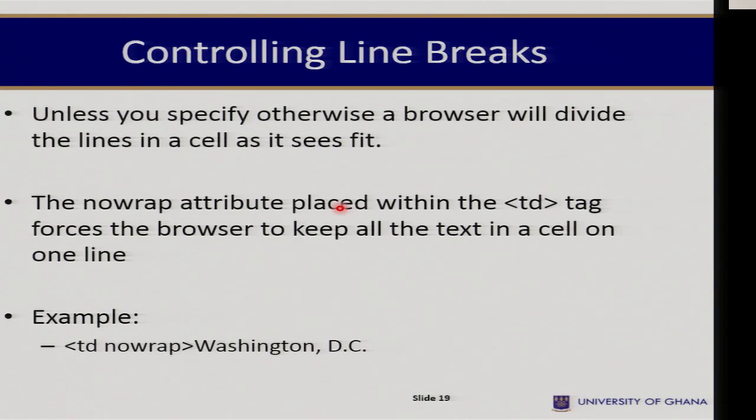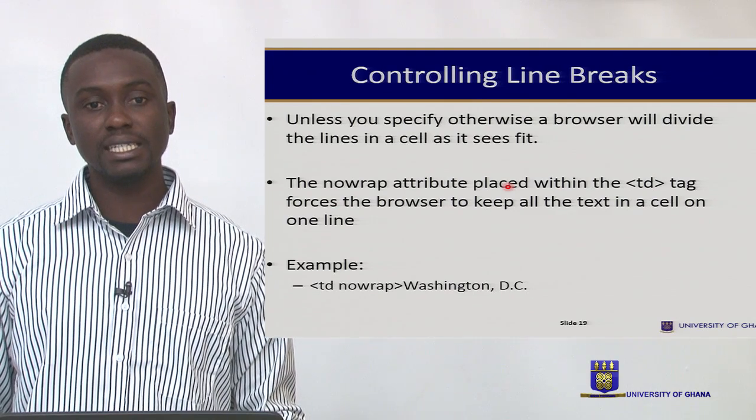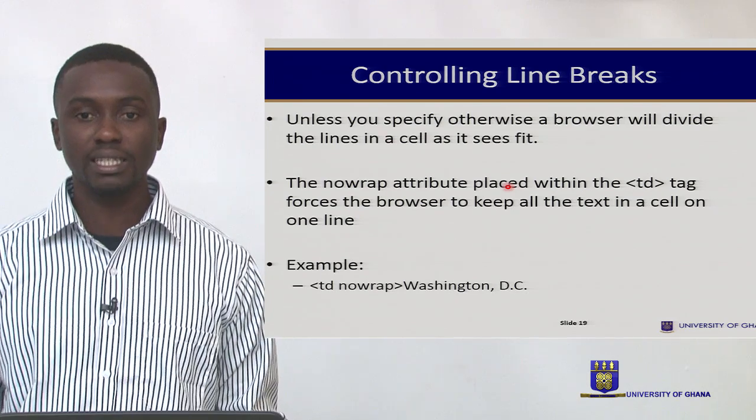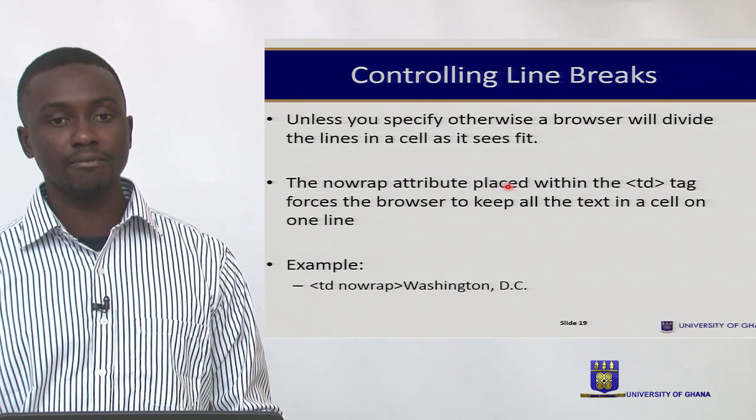Now, controlling line breaks. Unless you specify otherwise, a browser will divide the lines in a cell as it sees fit. So you can use the nowrap attribute placed within the TD tag to force the browser to keep all the text in the cell in one line.